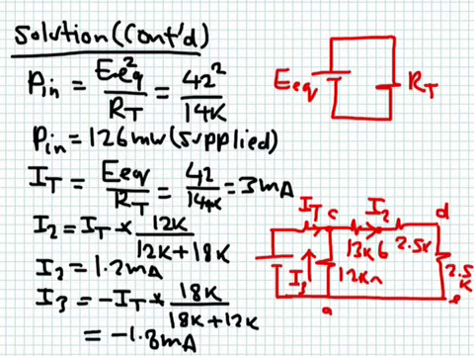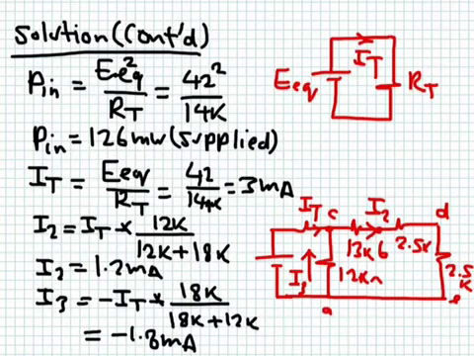So this is why I did not worry that much about the power sign, as long as I understand it is power supplied, not power absorbed. Now this is 42 volts, this is 14K. This is how the equivalent circuit really looks. So I can get the current IT, and the current IT will be flowing this way.